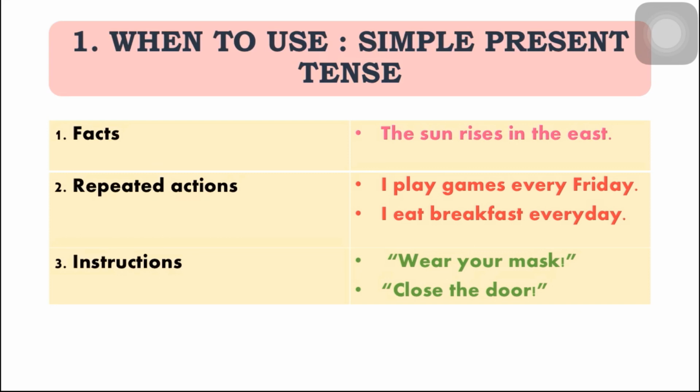The second one is the most common situation when we use simple present tense. For example, I play games every Friday, or I eat breakfast every day. When we are telling about repeated actions, things that you do from time to time, from day to day, and you see the word every, it is usually referring to repeated actions, and we need to use simple present tense. The third one is instructions. When we tell people, wear your mask or close the door, we also need to use simple present tense.